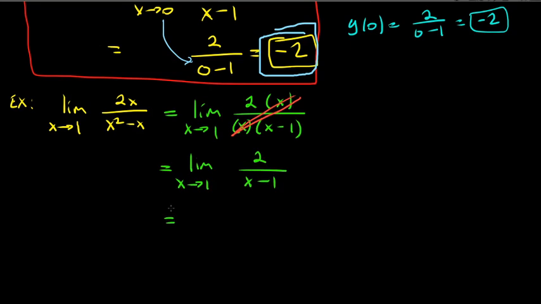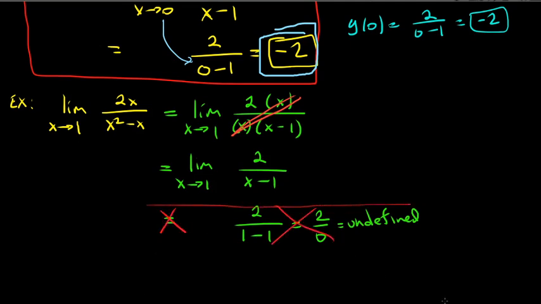Well, now I can actually evaluate the limit. I can plug in x equals 1. And I get 2 divided by 1 minus 1. That's 2 divided by 0. Oops. 2 divided by 0 is not a number. It's undefined. So you can see this still didn't work here. That's not the limit. The limit is not 2 divided by 0. It's not undefined. Okay, so now what's the answer?